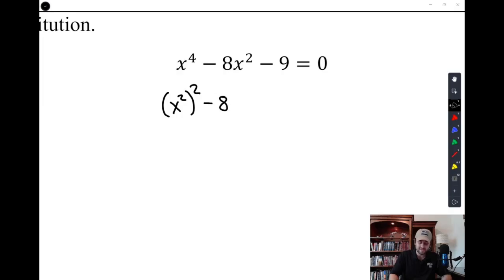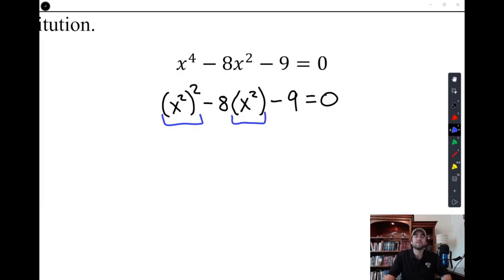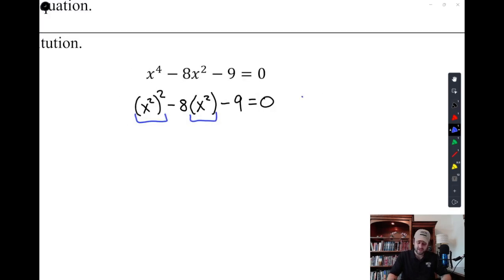Minus 8, and this is not necessary, but I'm going to put parentheses around it so you can see where those two things match. Minus 9 equals 0. Wouldn't it be awesome if those weren't x's or x squareds, if those were just some variable on their own? So off to the side, I am going to let them be a different variable. A lot of times the book will pick u, called u substitution. Call it t, call it q, call it whatever variable you want to. But I'm going to say u is actually x squared for the rest of our problem.